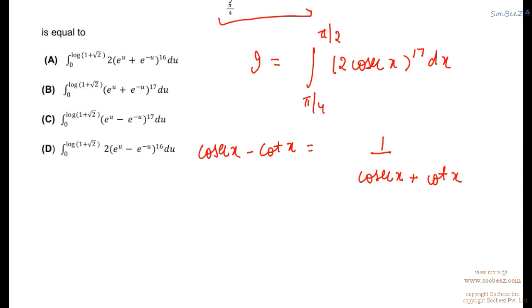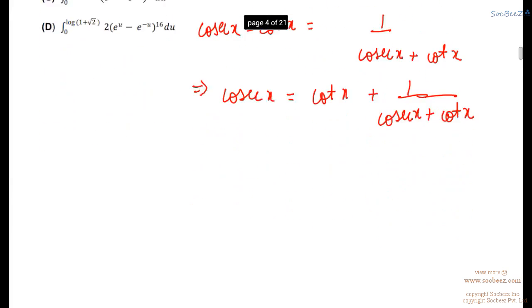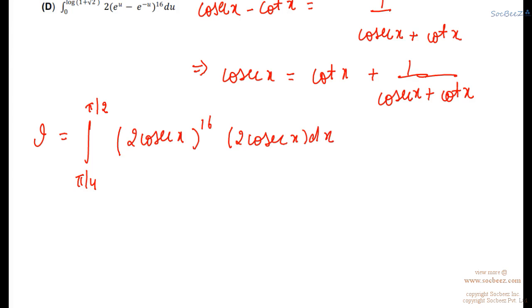So cosec x minus cot x equals 1 upon cosec x plus cot x. So from here, cosec x equals (cot x plus 1 upon cosec x plus cot x). Okay, so I can write I in another form. I equals integration from pi by 4 to pi by 2 of (2 cosec x) raised to the power 16 into 2 cosec x dx.